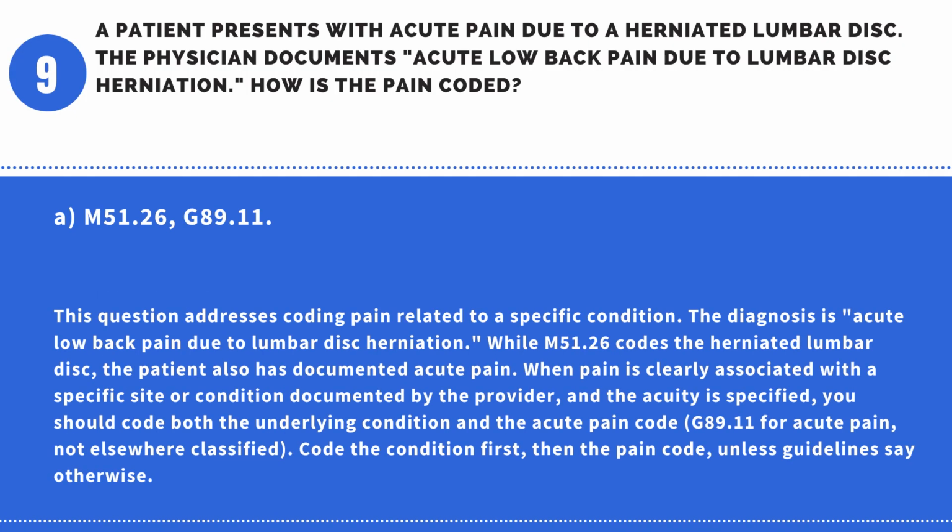Answer: A. M51.26, G89.11. This question addresses coding pain related to a specific condition. The diagnosis is acute low back pain due to lumbar disc herniation. While M51.26 codes the herniated lumbar disc, the patient also has documented acute pain. When pain is clearly associated with a specific site or condition documented by the provider, and the acuity is specified, you should code both the underlying condition and the acute pain code G89.11 for acute pain, not elsewhere classified. Code the condition first, then the pain code, unless guidelines say otherwise.